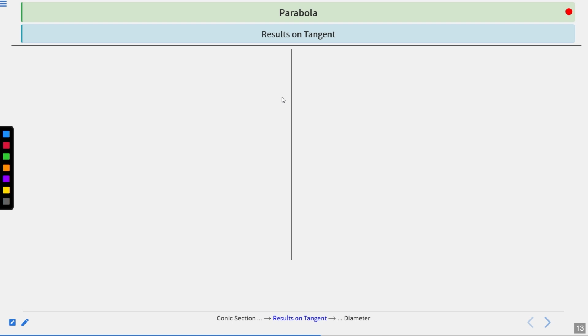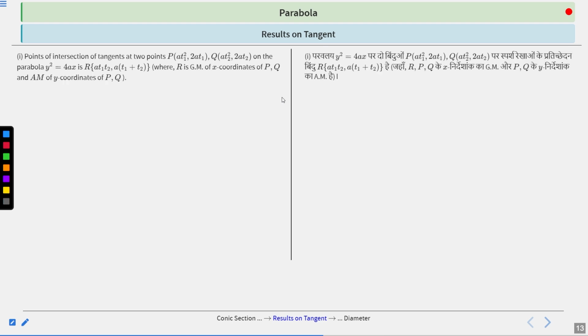Okay, let's see results on tangents. The point of intersection of tangents at two points P(at1², 2at1) and Q(at2², 2at2) on the parabola y² = 4ax has coordinates (at1t2, a(t1 + t2)), where the x coordinate is the geometric mean of the x coordinates of P and Q, and the y coordinate is the arithmetic mean of the y coordinates of P and Q, right?